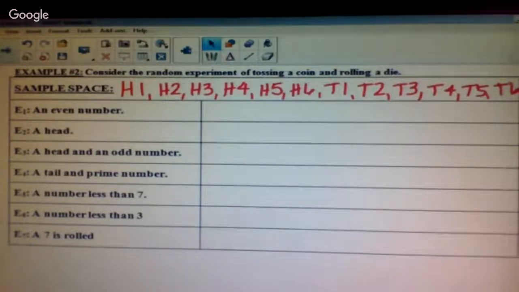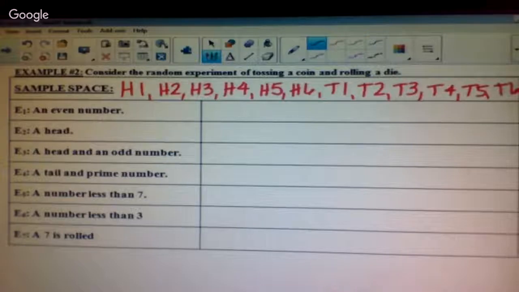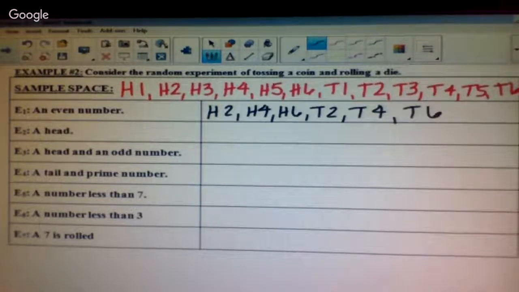The first event I want to look at is an even number. What falls under the category of an even number? H2, H4, H6, T2, T4, T6. Event 2 is heads. H1 through 6. I'm going to shorthand it and write H1 through 6. So H1, H2, H3, H4, H5, H6.